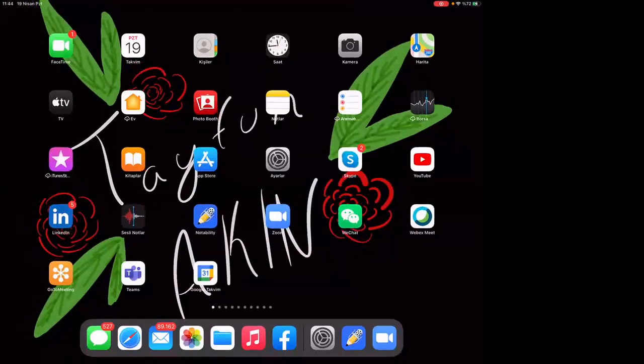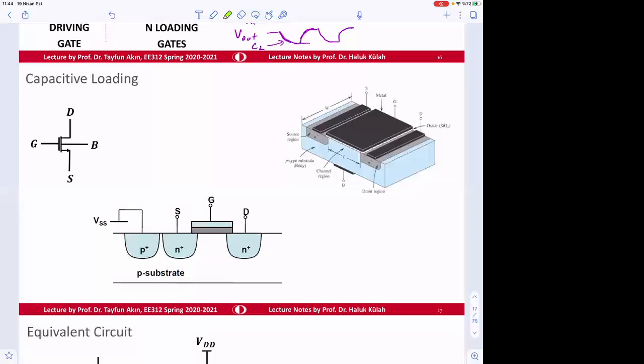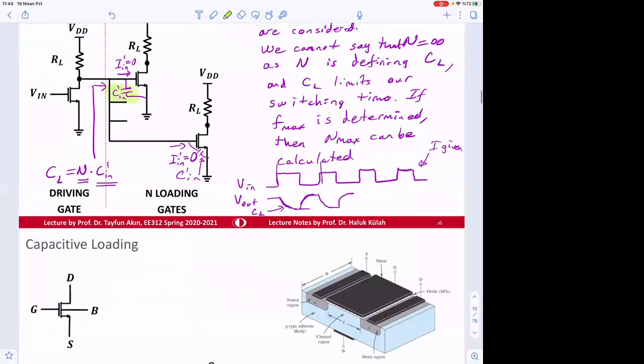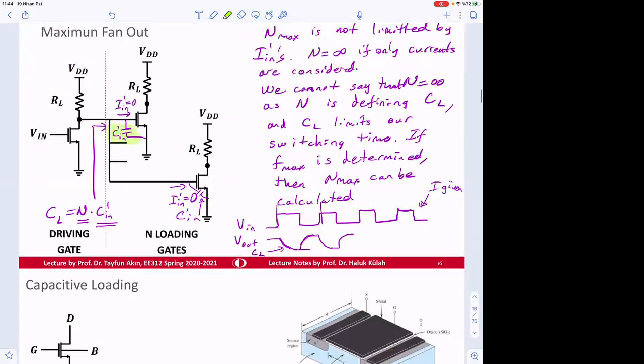Okay, let's continue. We said that the advantage of using MOS transistors for implementing gates is that there's no gate current. So I gate is equal to 0. That's the advantage. Therefore, I in prime is equal to 0.